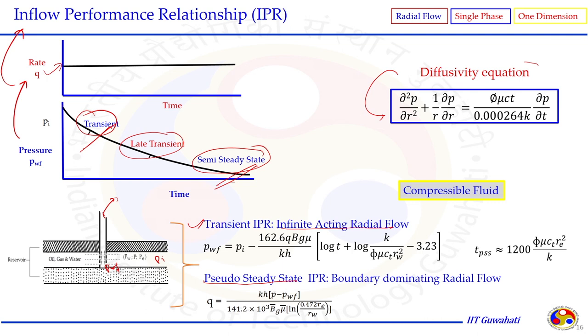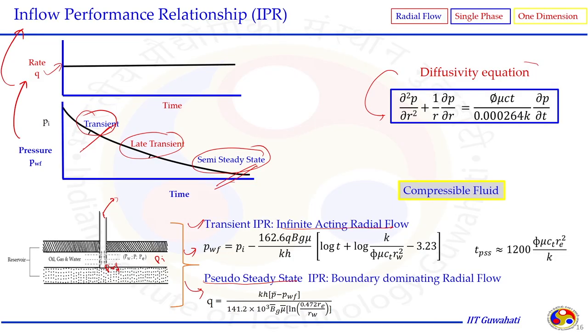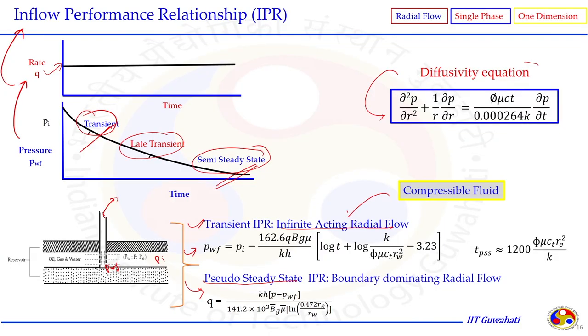So when the reservoir is under transient condition, we can use this equation, and when it is in the pseudo-steady state condition, we can use this expression to relate the pressure with the flow rate and the other fluid and reservoir properties. These equations are written for the compressible fluid. Similar equations can be written for other fluids, like the incompressible fluid and the slightly compressible fluid. For the compressible fluid, the expressions here are written in the form of P. They can also be written in the form of m(P) and the P-square approach.